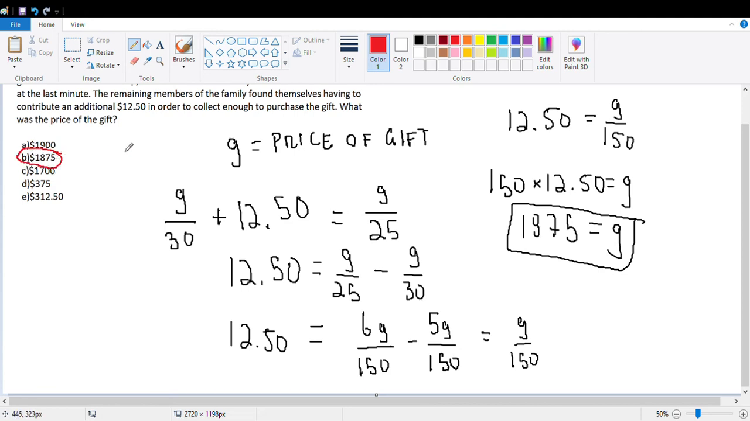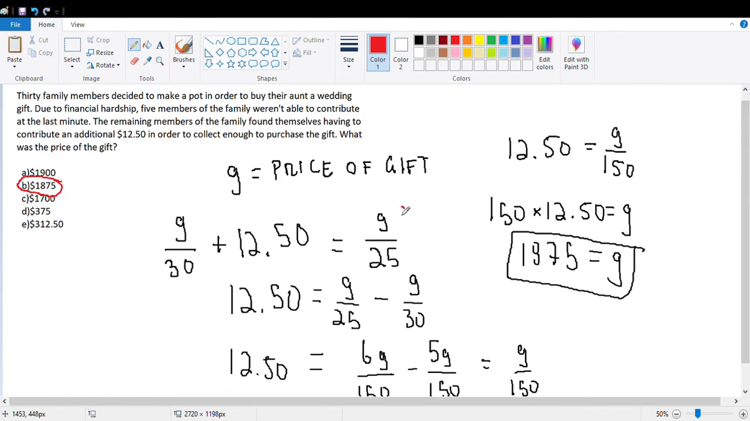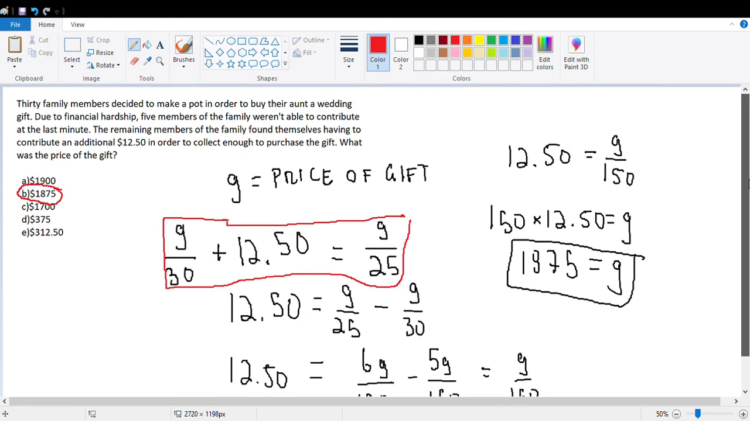Alright, before leaving this question, I want to focus on how we got that first equation, because everything comes from getting that. After you get this initial equation, then you're basically done. It's just solving for G afterwards. Okay, so what was the thought process?